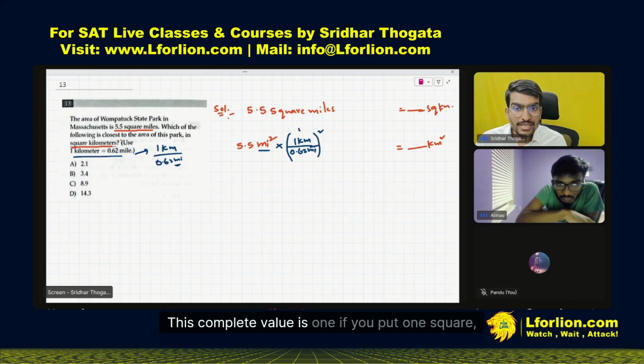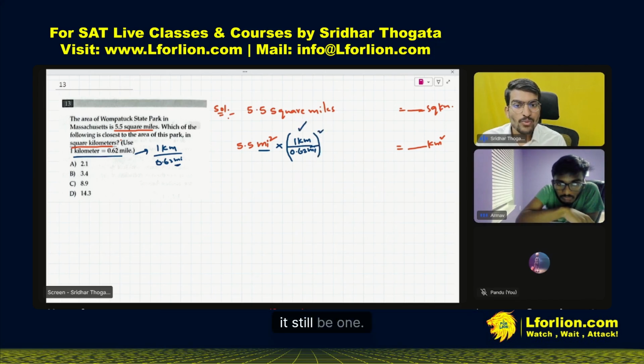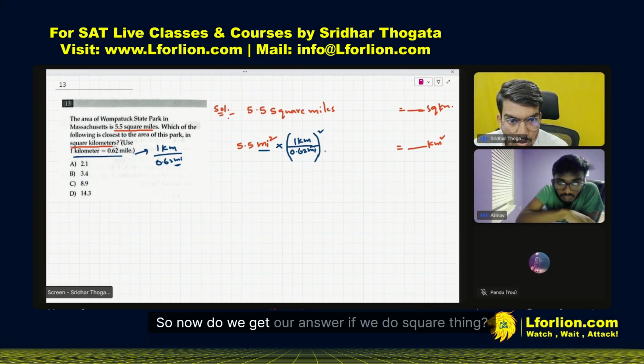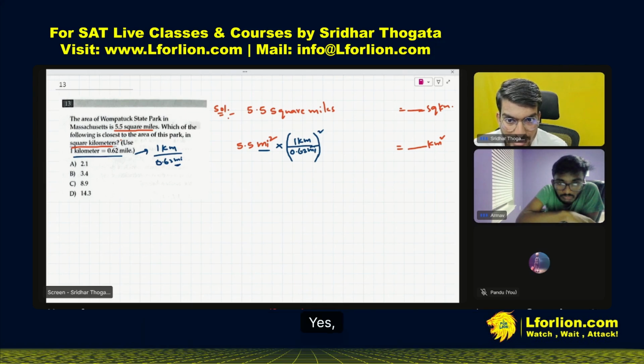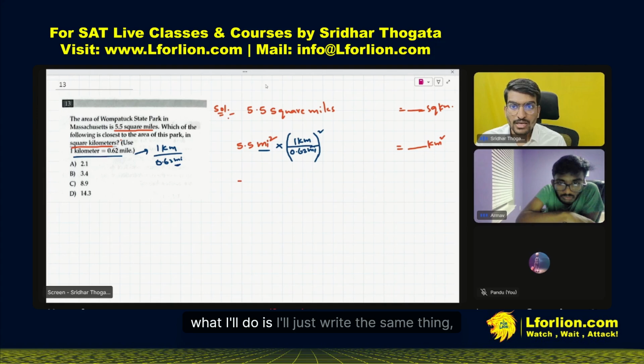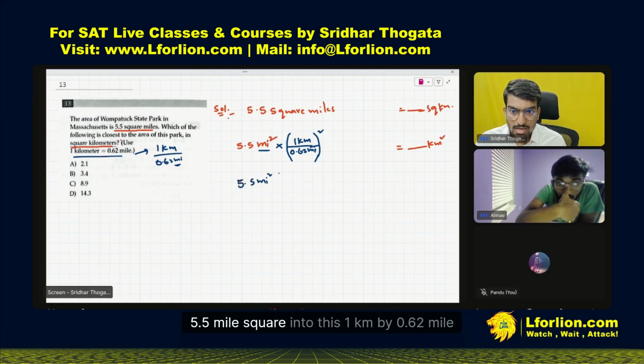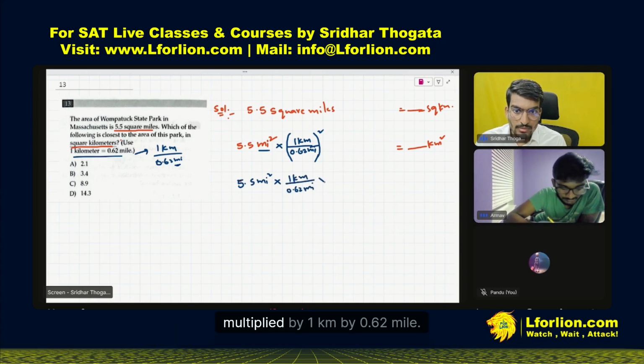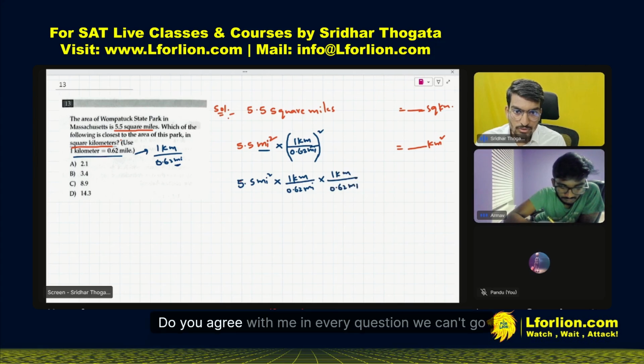So to make this square, we will put the whole square. This complete value is 1. If you put 1 square, it is still 1. If you multiply with 1, you still get the same answer. Got it? So let's write it this way instead: 5.5 mile square multiplied by 1 kilometer by 0.62 mile, multiplied by 1 kilometer by 0.62 mile. Do you agree with me?